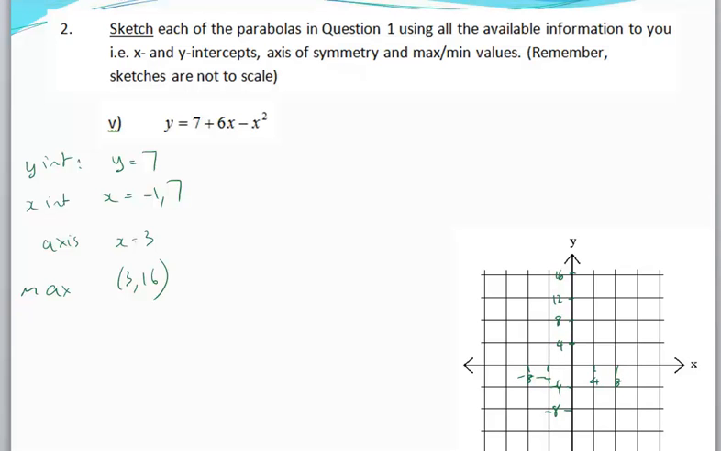So we mark our points. Our y-intercept is here, when y is equal to 7. Our x-intercepts are at minus 1, which is a bit close, and at 7 just before here. And we know we have a max at 3, 16 up here. So this is our maximum. So we go through here, this way, and this way. And this is our graph here. y is equal to 7 plus 6x minus x squared.